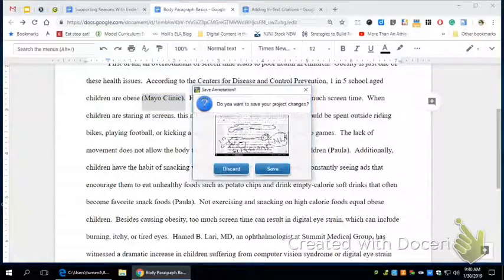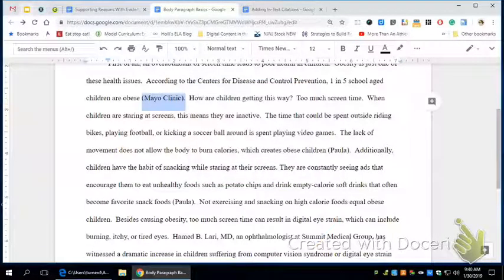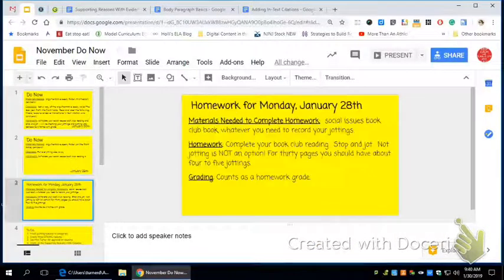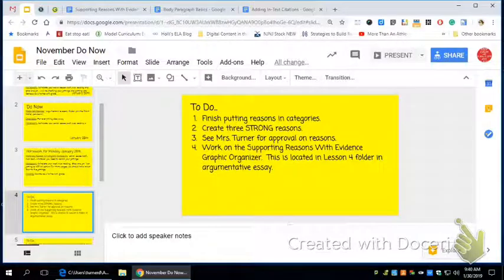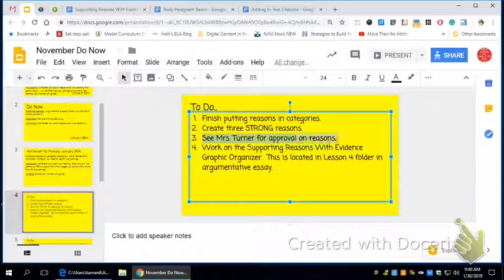All right, so what you're going to do today is this. You have a couple things, all right? So the first thing you're going to do is finish putting your reasons into categories. So we did that last week, right? We started that. We didn't finish that. And I think I still have up there some of the categories written underneath the vocab words, right? Then you're going to create 3 strong reasons, and then you're going to see me for approval of your reasons. Then you're going to work on the supporting reasons with evidence graphic organizer.